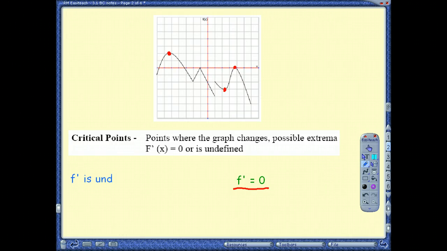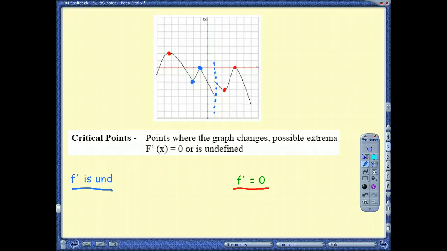When we're looking at where the derivative is undefined, remember your derivative is undefined at corners, cusps, vertical tangents, and discontinuities. So my derivative is undefined right here, right here, and also right here at 1. Those are all places where I am undefined.